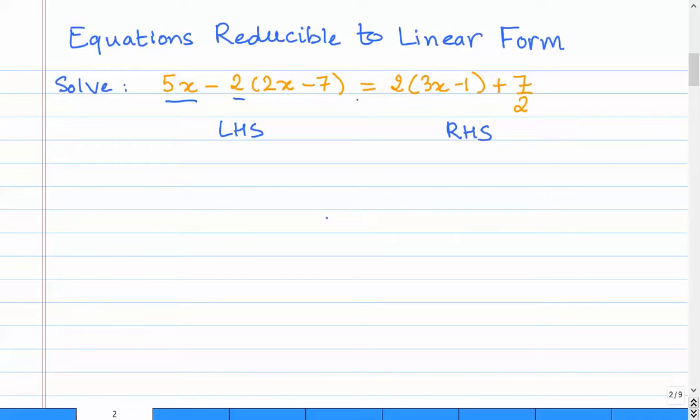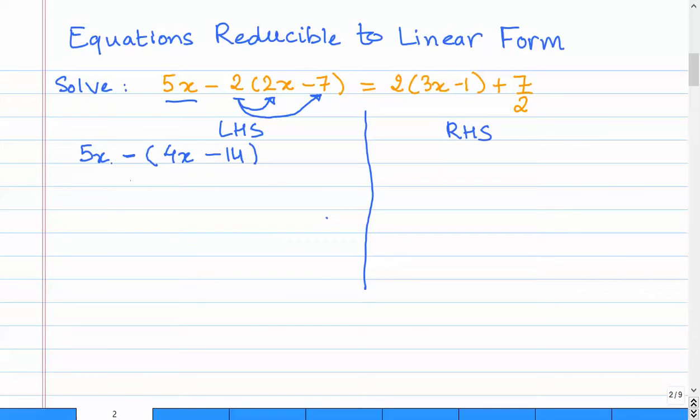So that's what we are going to do, and I'm going to draw a line over here so that we know what we are solving. So now let's look at the left hand side first. So we have 5x minus, what I will do is multiply this 2 with 2x and then multiply this 2 with minus 7. So 5x minus 2 times 2x is, you need to understand that this is minus, so 2 times 2 is 4x, and then 2 times minus 7 is minus 14.